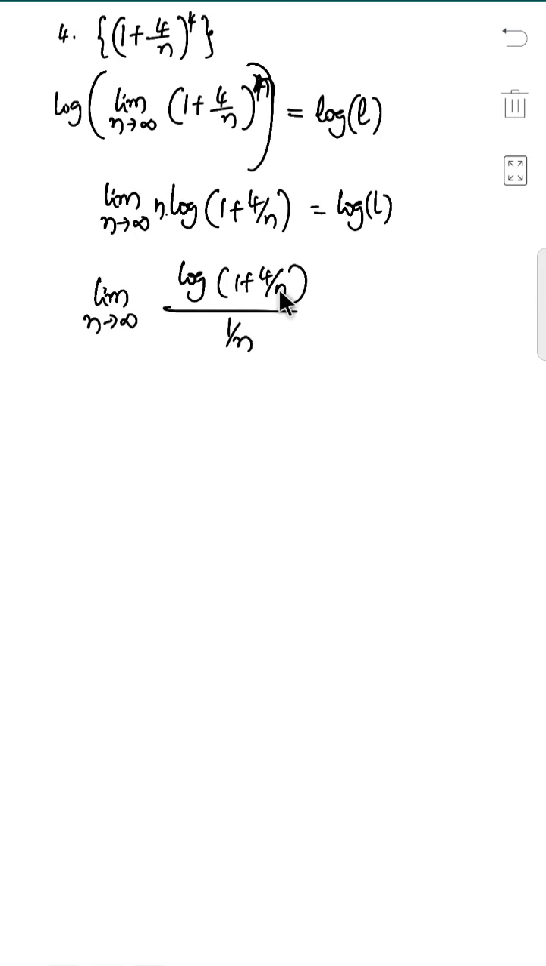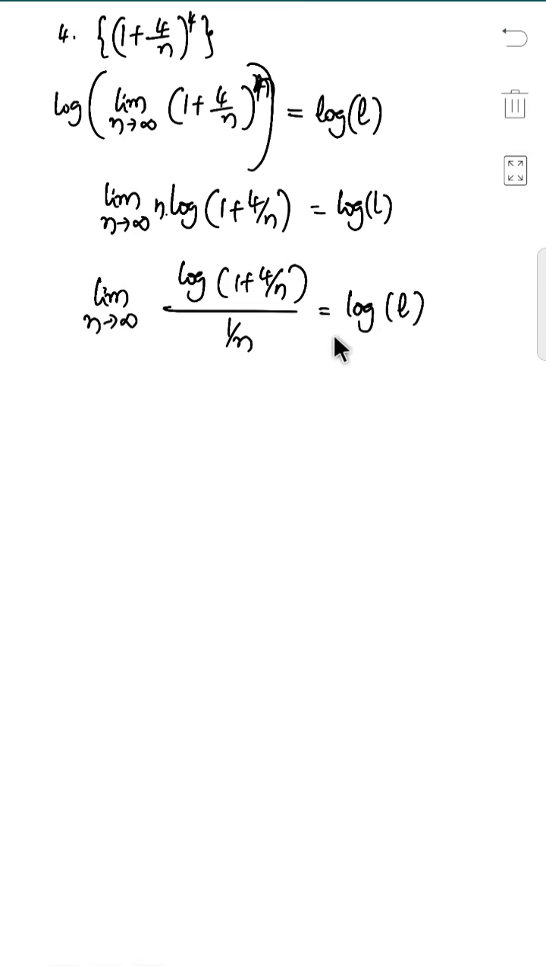If n tends to infinity and you directly substitute, this is going to be 0. Log 1 is nothing but 0. Log of 1 plus 0 is log 1, that is also 0. Here 1 by infinity is nothing but 0. So this is the case of 0 by 0 form. This is another indeterminate form. So what we do is we differentiate both the numerator and denominator separately with respect to n.